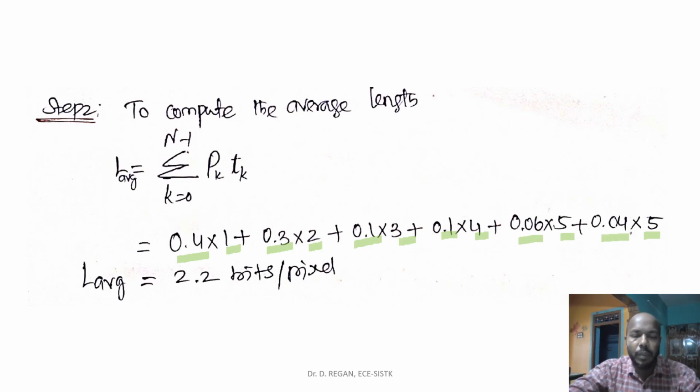Okay. So by substituting all these symbol probability values and code word lengths, we get the average code word length of this source as 2.2 bits per pixel. So this source needs minimum 2.2 bits per pixel. Okay, if you take one symbol, it needs at least 2.2 bits on average.